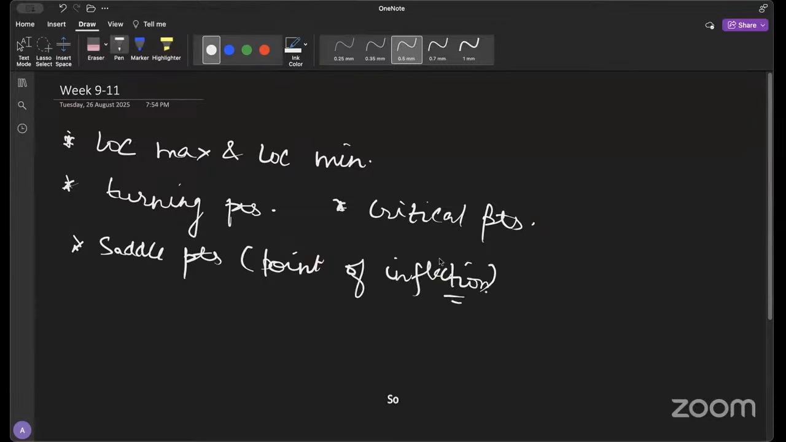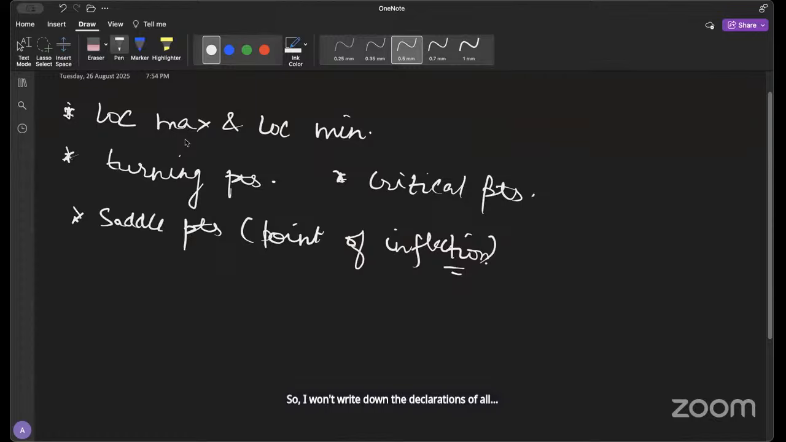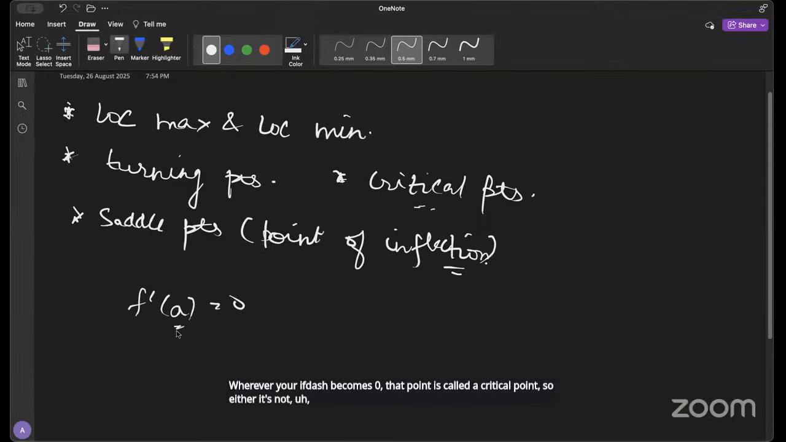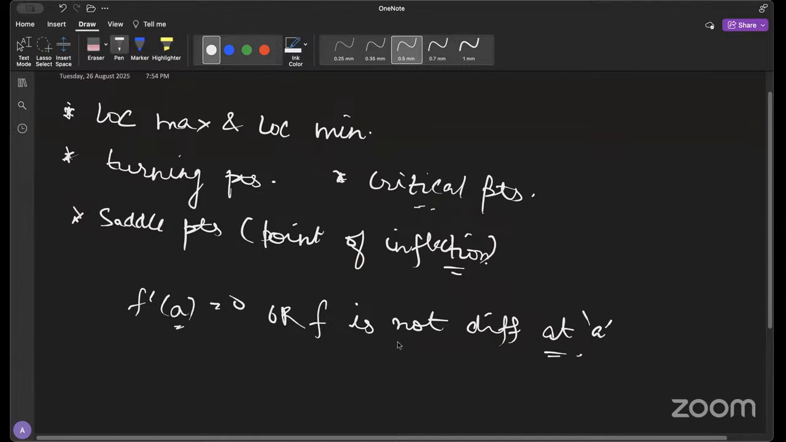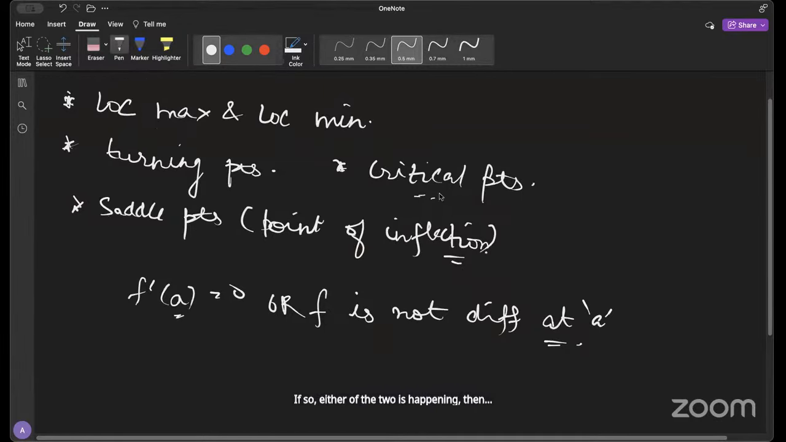So I won't write down the definitions of all of them. You just quickly discuss them. Starting off with critical points first. Wherever your f dash becomes 0, let's call this point A, that point is called a critical point. Either f dash is 0 there, or you can say that f is not differentiable at A. If either of the two is happening, then we can say that it's a critical point.